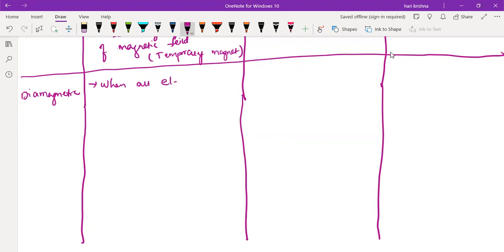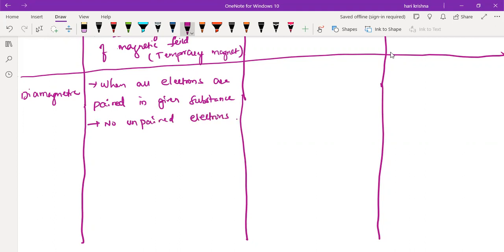When all electrons are paired in the given substance, it will show diamagnetism. That means no unpaired electrons. So if you keep it in the magnetic field, what will happen? Will it attract or repel? It will repel in the presence of a magnetic field.